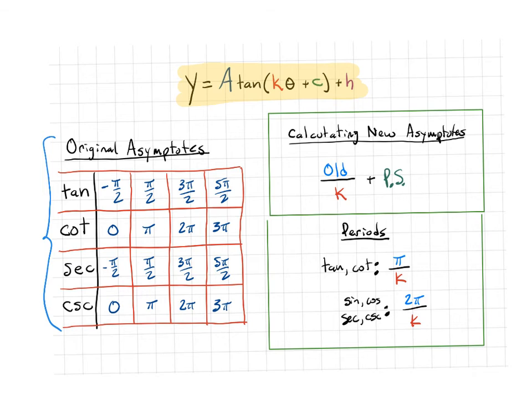That's where my little formula over here comes in. To find the new asymptotes for your graph, you take the old asymptote, you divide it by k, and then you add on the phase shift. That gets you to a new asymptote. Once you have a new asymptote, you can use the period, which for tangent and cotangent is pi over k, or for sine, cosine, cosecant, and secant is 2 pi over k. You can just use that period to figure out where the next one is. And then you can set up those asymptotes and draw in the shapes. It might not sound well when you're just listening to it and not looking at it. So let's start with a couple examples where I'll run through this process.